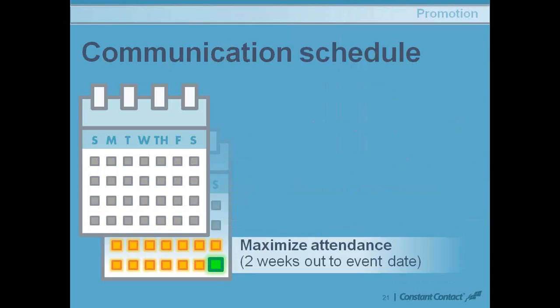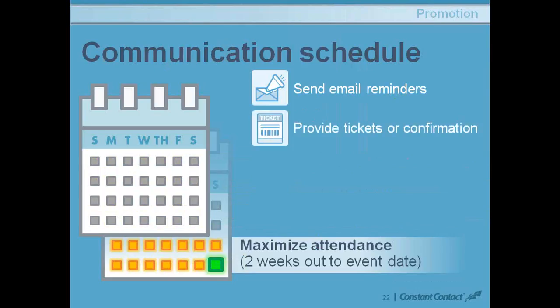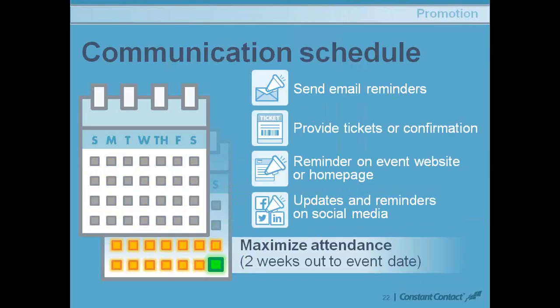So here we want to maximize attendance 2 weeks out to the event. Again, send the email reminder, provide tickets or confirmation. That's an option. With the service at Constant Contact, I can have people print out their tickets right directly there. It makes it super easy if we need to have tickets. Although your event homepage remains static, you can still update the page, so make sure it has the most up-to-date information. And don't forget to take advantage again of the social channels. So again, 2 weeks out, keep the communication going.